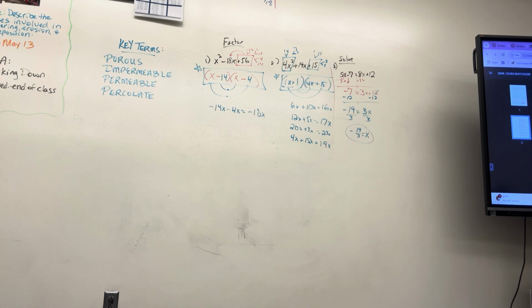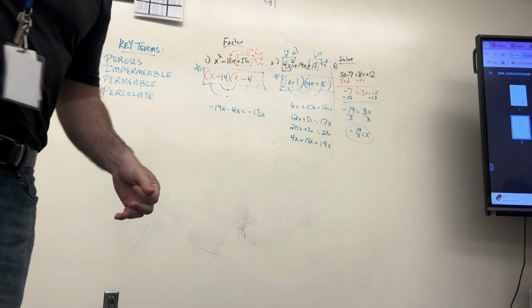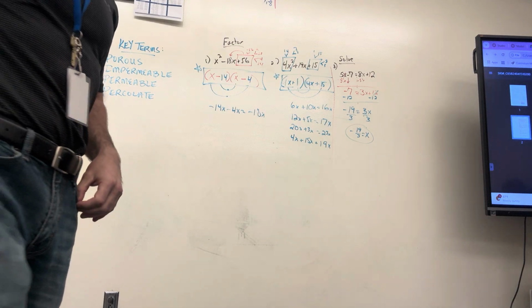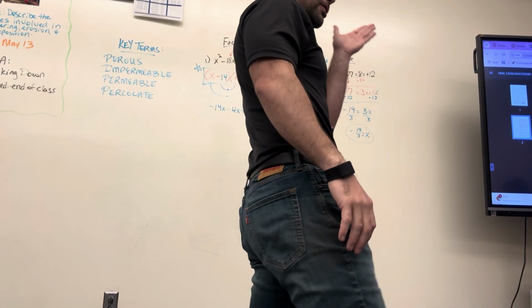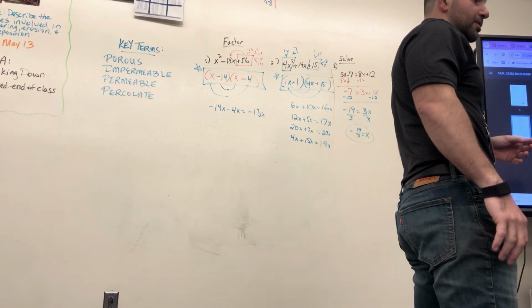Everybody good? Okay, get your homework out, please. We did numbers 1 through 4. They were already factored for you. All you had to do is split it down and solve.